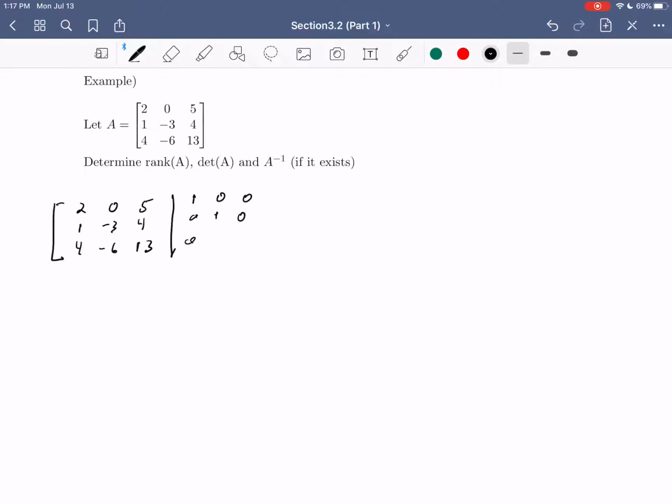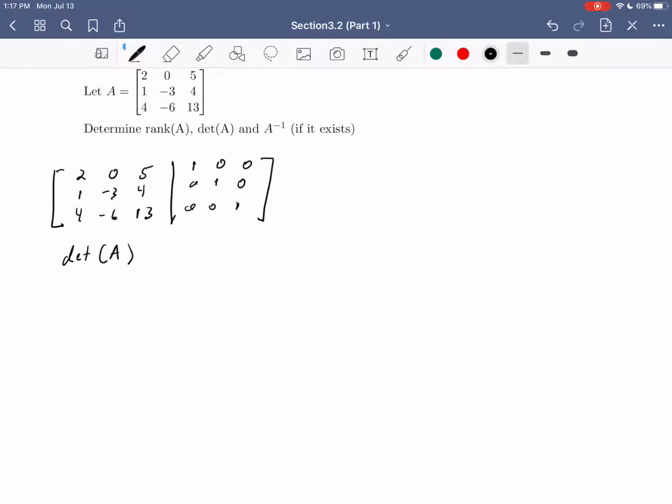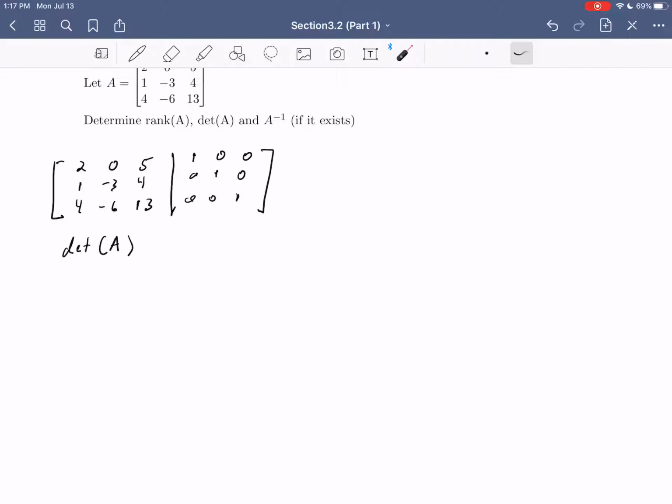Why am I doing that? Well, because eventually, if A inverse exists, I'd like to find it, and the only way we've talked about so far for finding an inverse is to turn this into the identity, and then what happens here is the inverse. But let's also keep track of the determinant. We know that this has determinant A right now.